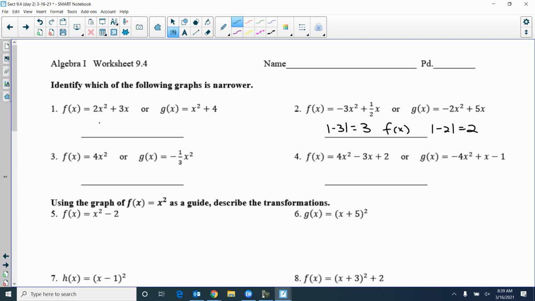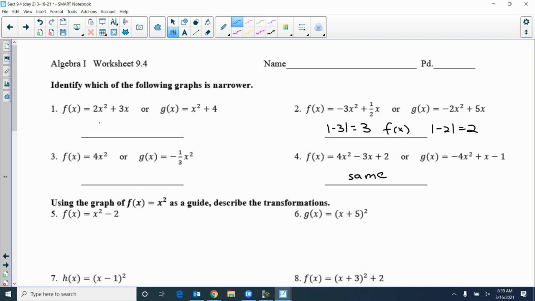All right, so what about number 4? They're the same. They're the same. Okay? You're just looking at, you got a 4 and you got a negative 4. We don't even worry about the sign. So that's a little bit of a trick question. Same. Okay, fix that one.